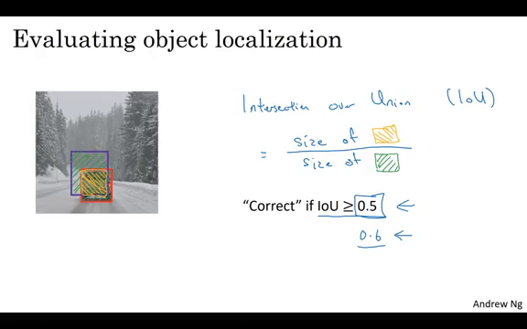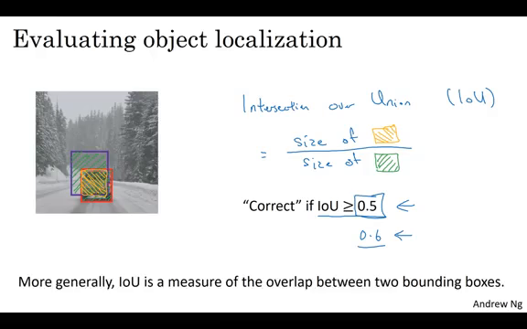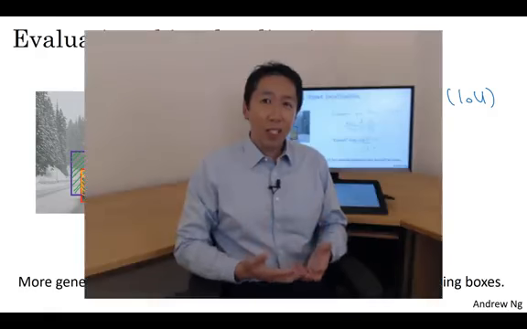Now, we've motivated the definition of IOU as a way to evaluate whether or not your object localization algorithm is accurate. But more generally, IOU is a measure of the overlap between two bounding boxes, where if you have two boxes, you can compute their intersection, compute their union, and take the ratio of the two areas. So this is also a way of measuring how similar two boxes are to each other. We'll see this used again this way in the next video when we talk about non-max suppression. So that's it for IOU, or intersection over union.